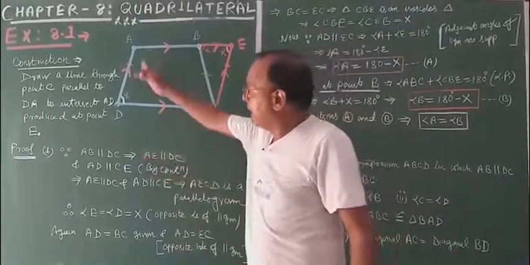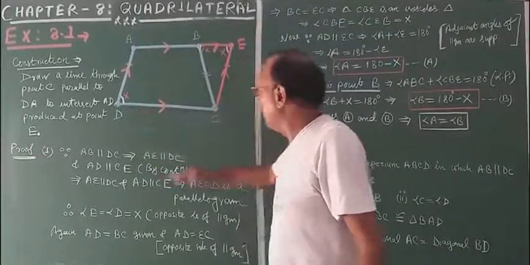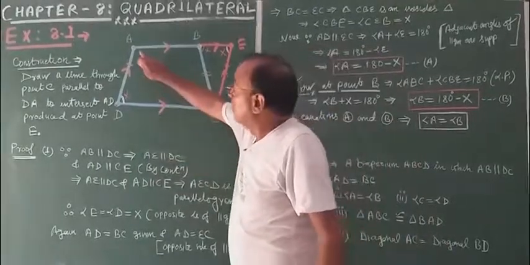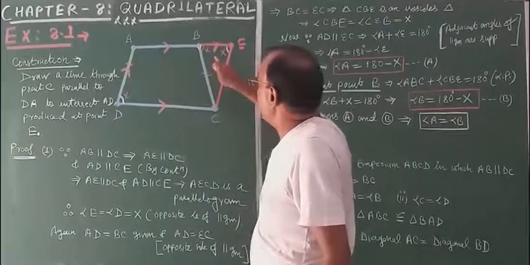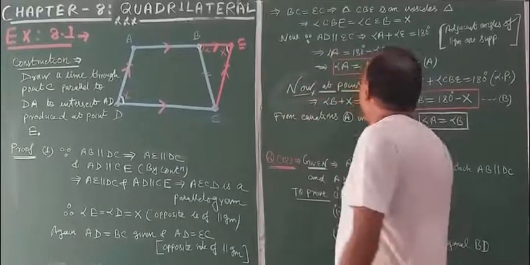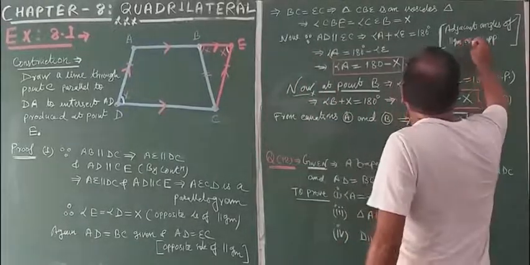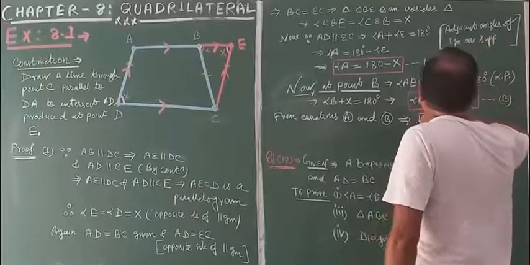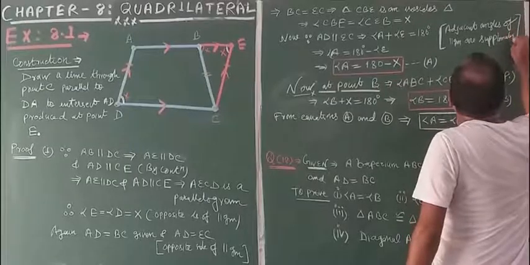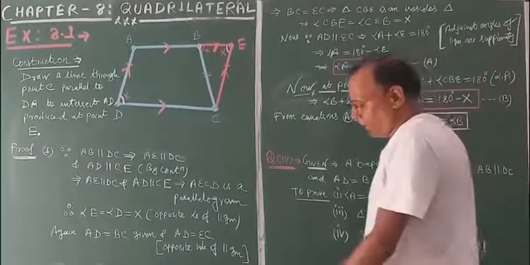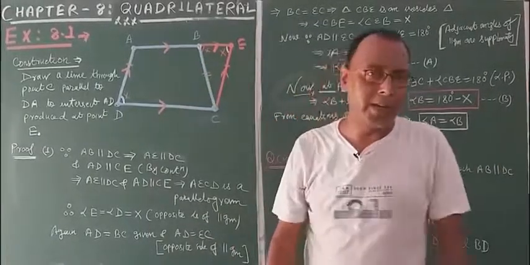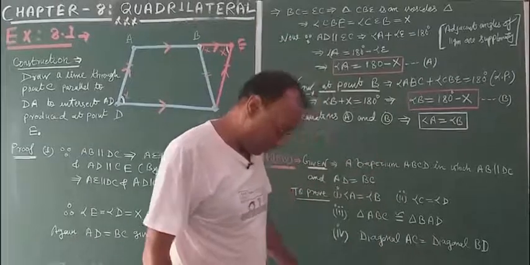Now this line AD is parallel to EC. Therefore, angle A plus angle E will be 180 degrees, because they are the adjacent angles of a parallelogram, and adjacent angles of a parallelogram are supplementary. Or you can say these two lines are parallel, so they are co-interior angles, or allied angles.